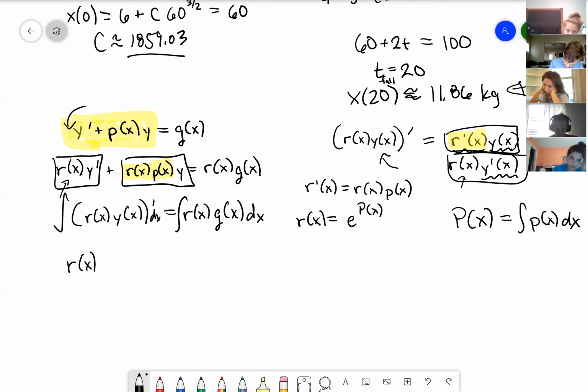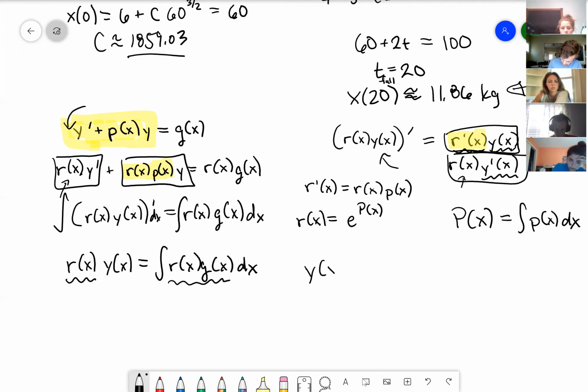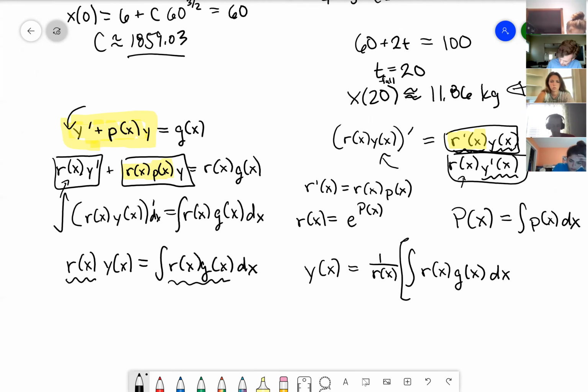This gives us r of x times y of x is equal to the integral of r of x, q of x, dx. Okay. So we know what r of x is. We multiply it by q of x, integrate, and then we divide by r of x here. And so what we get at the end is y of x equal to dividing by r of x, the integral of r of x q of x dx. And if we want to not forget our constant of integration, write it in. But of course, that's implicit in our antiderivative. That makes sense.